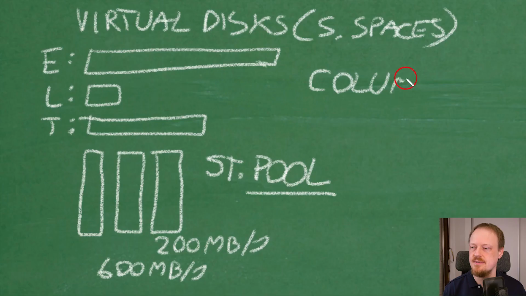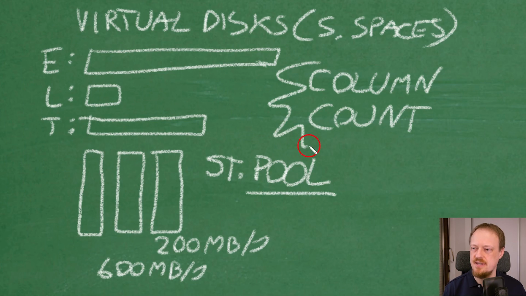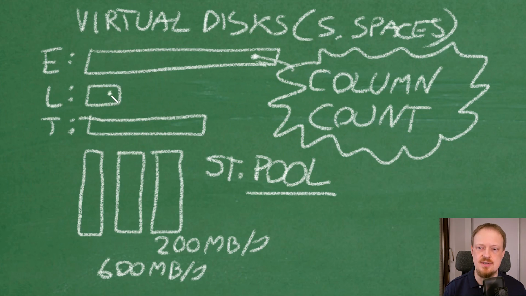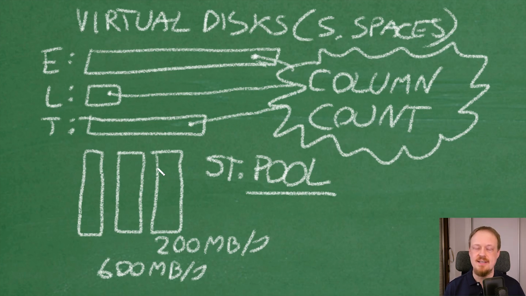And how to achieve good performance? There is a crucial thing called column count. Column count, I cannot stress enough, that is super important for speed. When you create a virtual disk, you specify column count. You create another virtual disk, you specify column count. But what does that mean? That means how many disks will work at once when you are accessing them with the process.